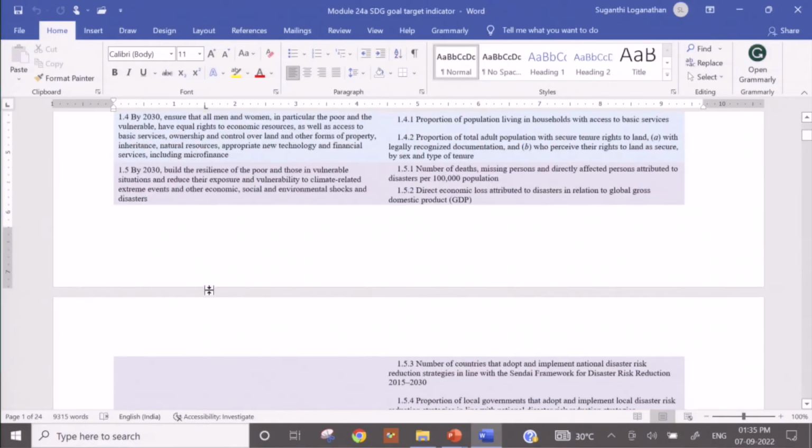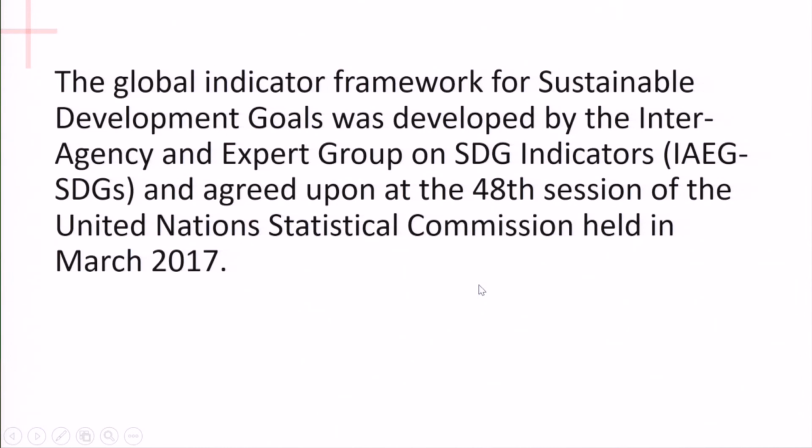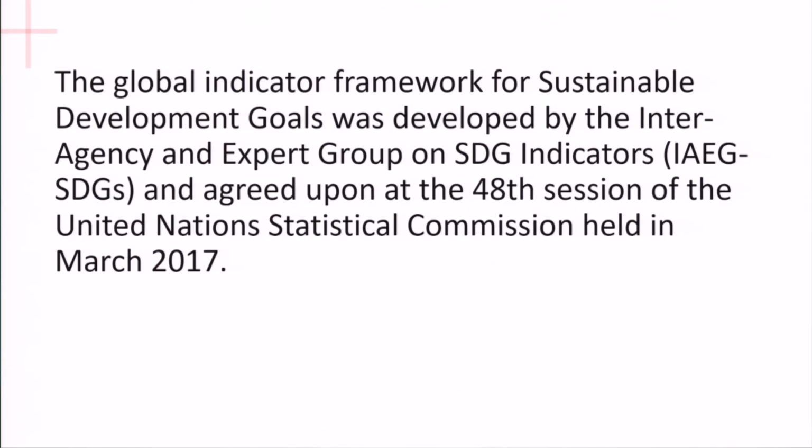So, I have presented in this module for goal 1, 5 targets. Similarly, all the goals and all the indicators are presented in the notes which are given on the SWAYAM platform in the course content. Thus we find the global indicator framework for the Sustainable Development Goals was developed by the Inter-Agency and Expert Group on SDG Indicators, known as the IAEG-SDGs, and all this was agreed upon at the 48th session of the United Nations Statistical Commission, which was held in March 2017.